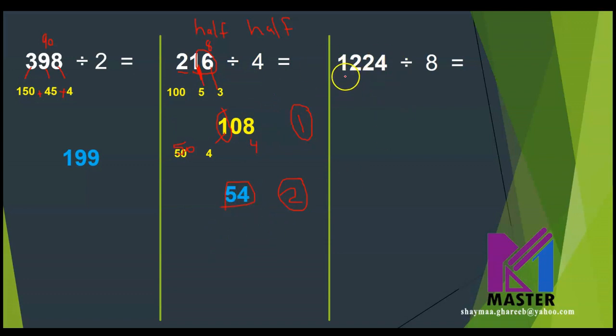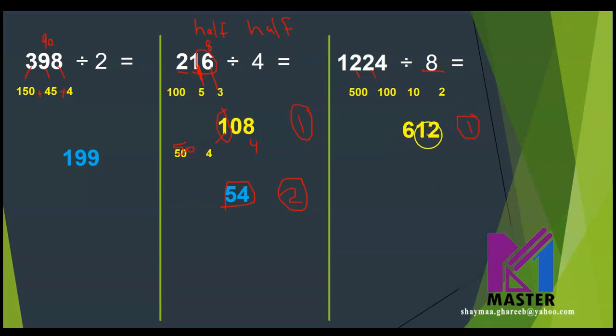Now let's go to the third example. 1224 divided by 8. We said division by 8. Find the half 3 times. Let's think of the first half. Half 1000 is 500. Half 200 is 100. Half 24 is 12, or half 20 is 10, and half 4 is 2. When you add these numbers together, 612. So this is the first half.